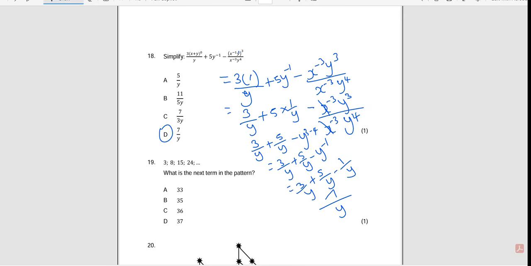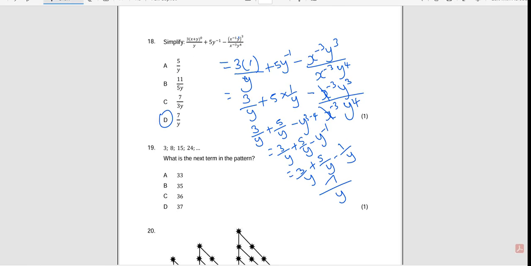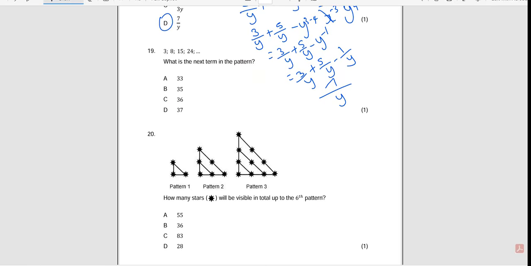So let me proceed now. Number 19. What is the next term in the pattern? So let's check the pattern first. How is it going? We have 3, 8, 15, and 24.